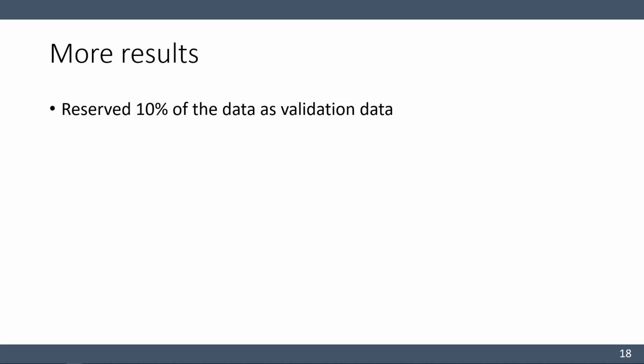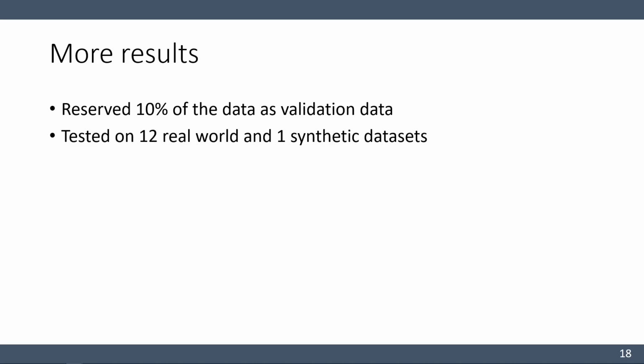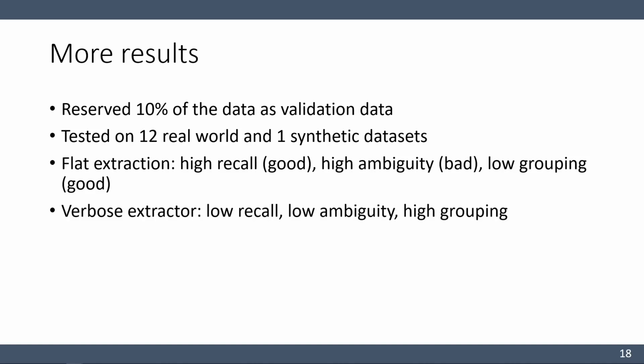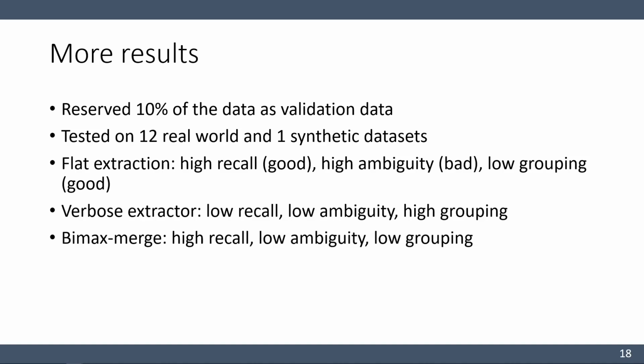These metrics enable us to expand our experiment to 13 datasets, 12 being real-world datasets and 1 synthetic Yelp merged dataset. As expected, we found the flat extractor had high recall since it tends towards generalization, but also high ambiguity due to its high use of optional fields. We found the verbose extractor to have low ambiguity, but at the cost of unusably low recall and immensely high number of entities. Finally, we found our BIMAX merge algorithm to have equal or negligibly lower recall compared to the flat extractor, while having orders of magnitude lower ambiguity.